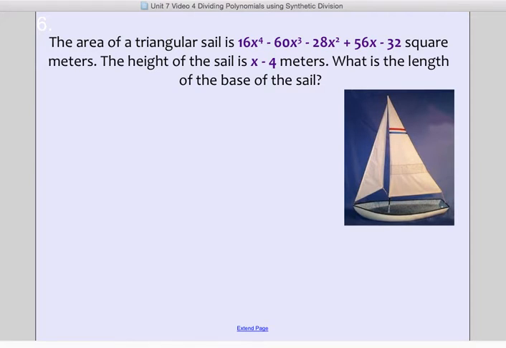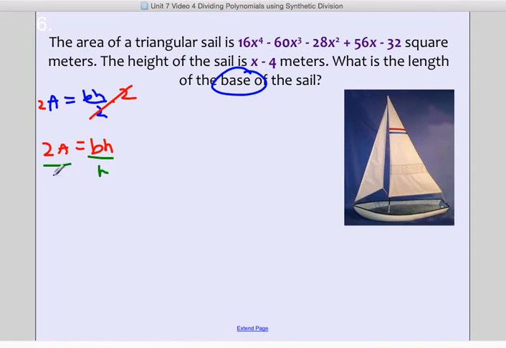The area of a triangular sail is given, and they also give us the height is x minus 4. It wants to know what is the length of the base of the sail. So this one requires us to do a little more work because the area of a triangle is base times height divided by 2. We're trying to solve for the base. To get the base by itself, I'd have to multiply by 2 first. So my 2A is equal to b times h. I want b by itself, so I would divide both sides by h. So my base is equal to 2A divided by the height.